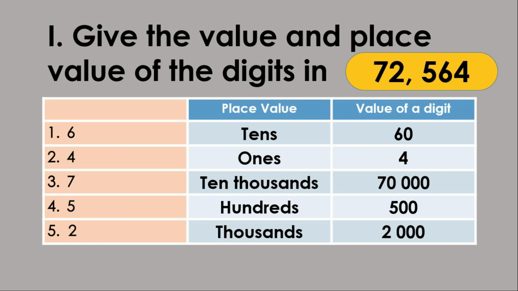Number 3, 7. The place value is 10,000s and the value of the digit is 70,000. Number 4, 5. The place value is hundreds and the value of the digit is 500. Last, number 5, 2. The place value is thousands and the value of the digit is 2,000.